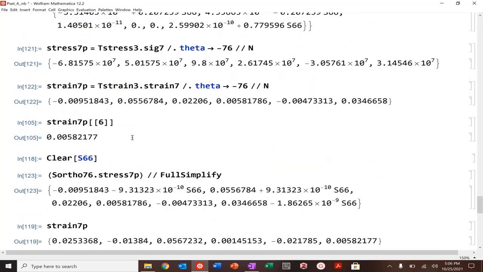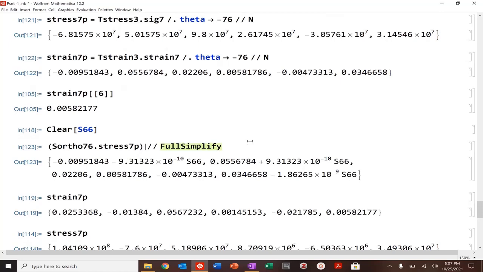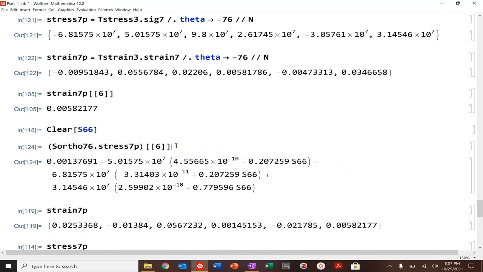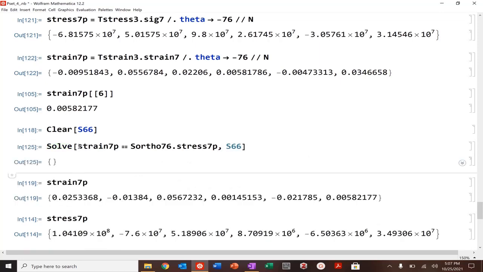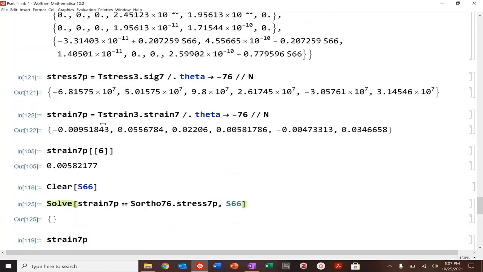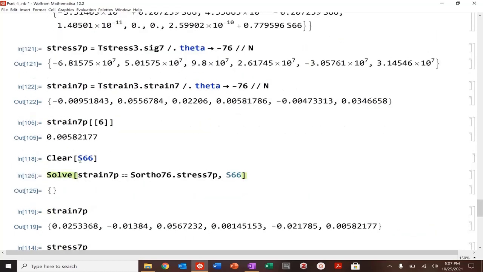I could do it for the 3 axis, and I can clearly see here that I will have an equation. I could just pull out, for example, the 6th, or actually I'll just do this. Solve strain 7p set equal to S ortho 76 dot stress 7p for S66. Yeah. Doesn't want me to do that. What I could do is just pull that out for S66.